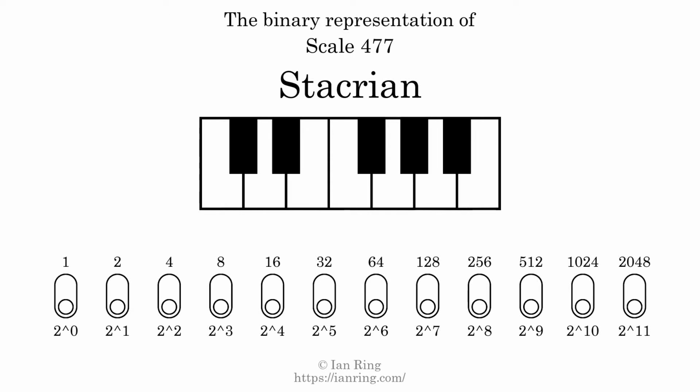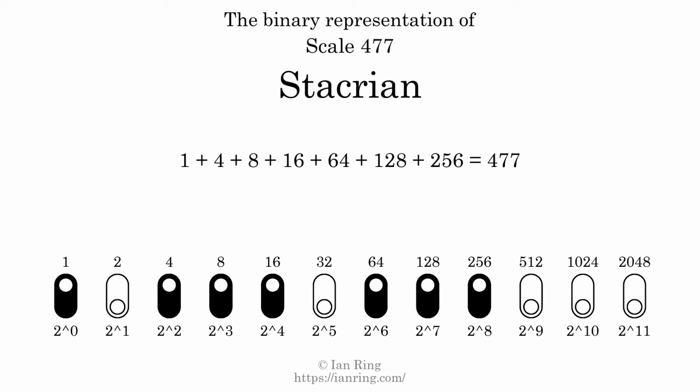The binary representation of this scale is determined by mapping tones of the scale to binary digits. Each binary digit represents a power of 2. To get the scale number, we add the powers of 2 together. The powers of 2 that are present in the scale, all added together, equals 477. That is why the scale number, in decimal, is 477.